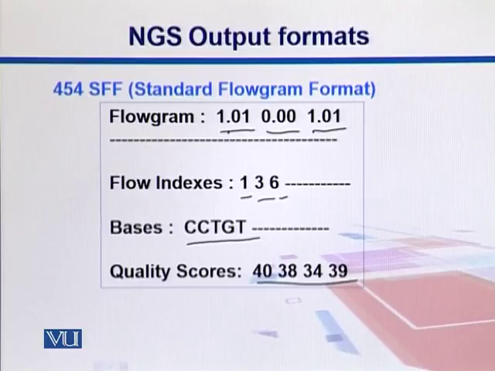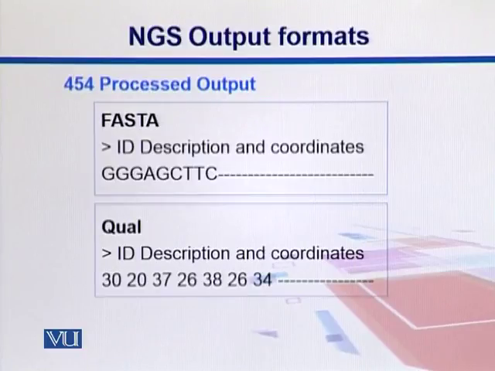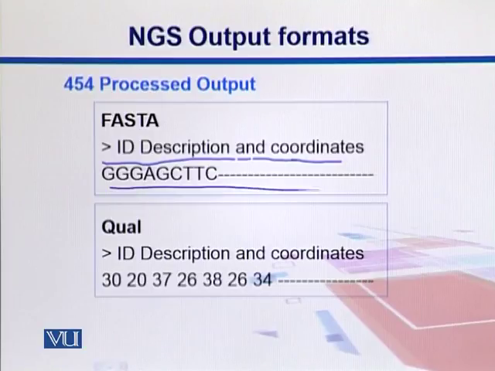If we process that data, we can have processed files like this. So here is the processed output coming from 454. We see that we have two files. One is a FASTA file that, as we already know, starts with this greater than sign, and there is some ID and description and many other parameters like coordinates from which this data is coming. And then here is what we are interested in, the actual sequence. And there is a qual file with the same ID and description line, and then we have the qualities of those base calls.